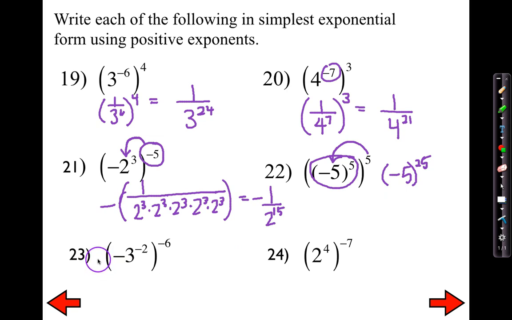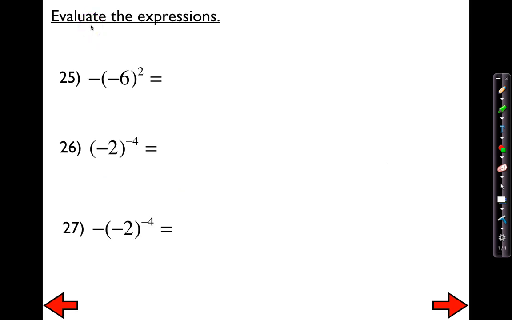So at this point, let's just go ahead and go over answers. Number 23 will end up being 3 to the 12th power. If you write them all out, you're going to find that the negatives will cancel each other out completely, so it will just be positive. For number 24, you should end up with 1 over 2 to the 28th power. At this point, I would like you to go ahead and pause the video and practice numbers 25 through 27 simply by evaluating the expression.